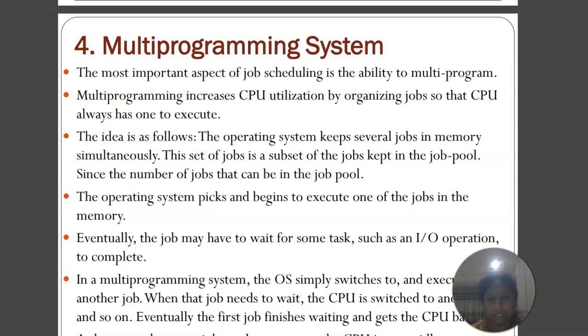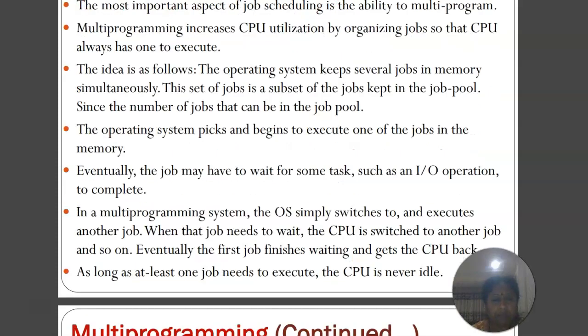This set of jobs is a subset of the jobs kept in the job pool. The operating system picks and begins to execute one of the jobs in memory. Eventually, the job may have to wait for some task such as an input-output operation to complete. In a multi-programming system, the OS simply switches to and executes another job when that job needs to wait. The CPU is switched to another job and so on. Eventually, the first job finishes waiting and gets the CPU back. As long as at least one job needs to execute, the CPU is never idle.